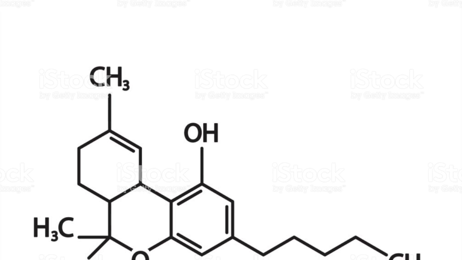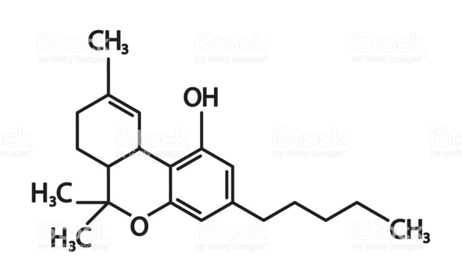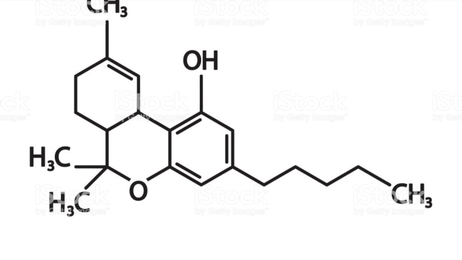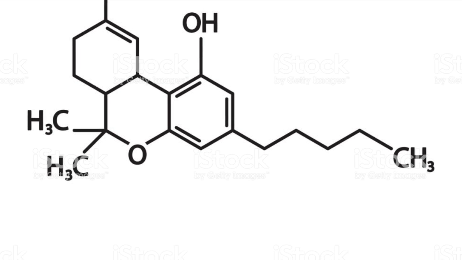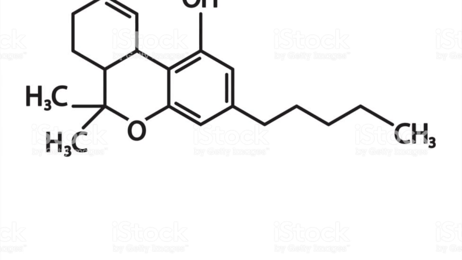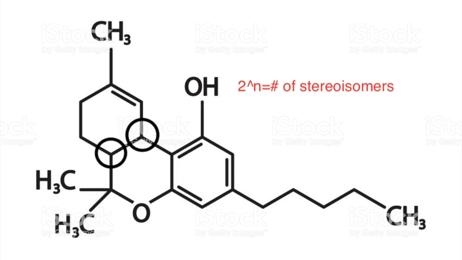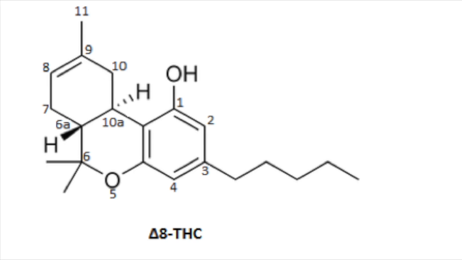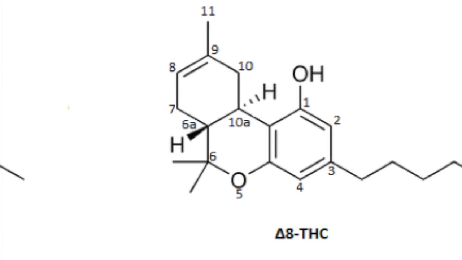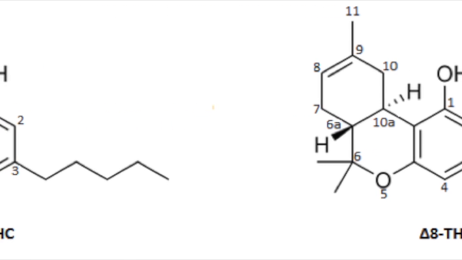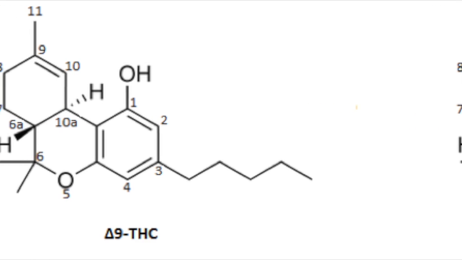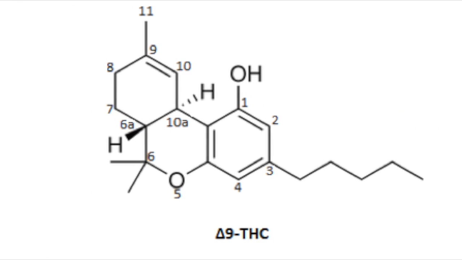THC is an organic molecule with a formula of C21H30O2 with a 3-cyclic ring structure that includes one benzene ring, an alcohol group, and an ether with a long hydrocarbon tail. Within its structure are 2 stereocenters that, according to the stereoisomer 2 to the n rule, produce a total of 4 possible stereoisomers. These 4 predominant stereoisomers are positive trans delta 8 THC, negative trans delta 8 THC, positive trans delta 9 THC, and negative trans delta 9 THC.